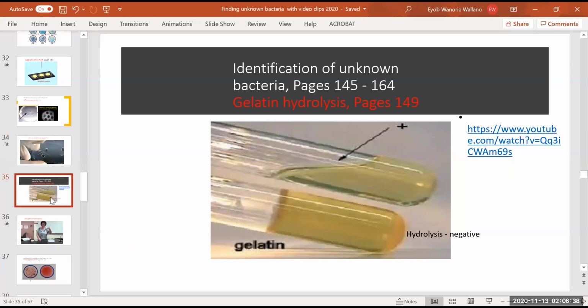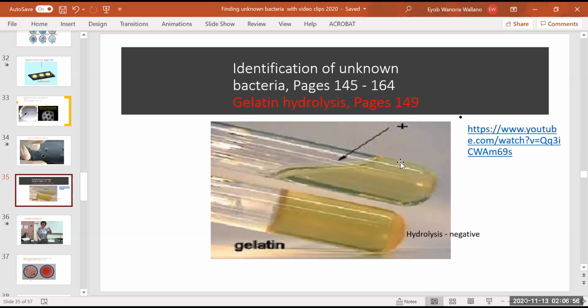This is one of the gelatin hydrolysis tests. Gelatin is a protein. It looks like a jello. So here it's a very simple technique. It's very easy also. I may give you on the test, for example, this one and this one, and then I remove the label.